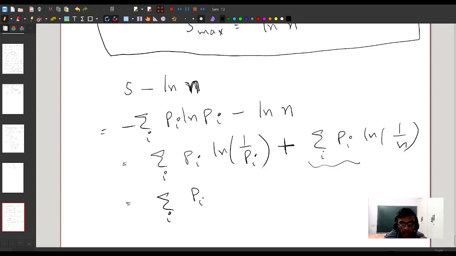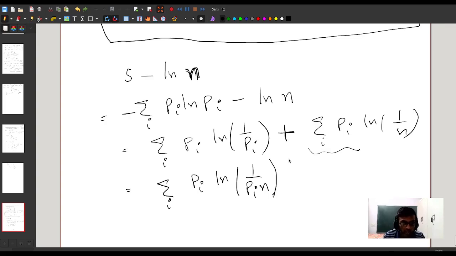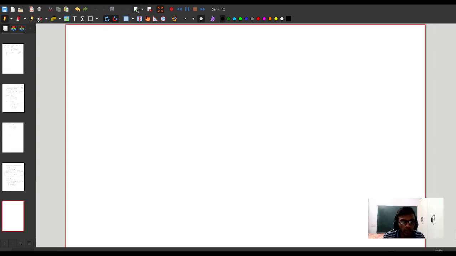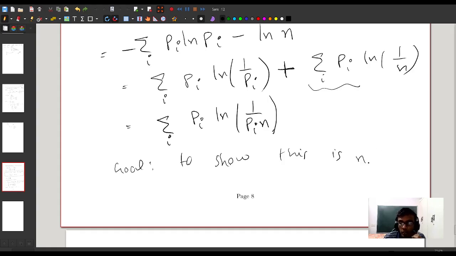So it's going to be pi log of 1 by n pi. Yeah, so our goal is to show that this is always negative or 0. I mean, the goal is to show that this is non-positive. Yeah, non-positive.